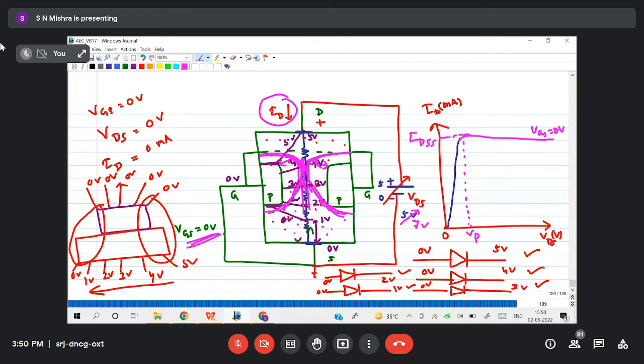Now, if everything remains the same, but instead of 0, I connect -1 volt here, then will the current decrease or increase? Or you tell me, when I connect VGS 0 volt, in that case the depletion region will be wider. Or when I connect -1 volt, in that case the depletion region will be wider.